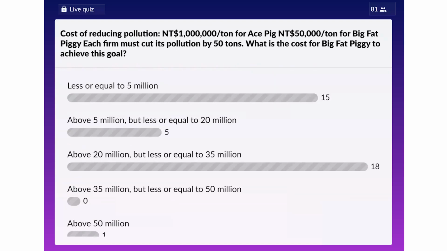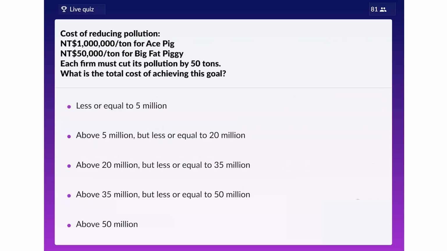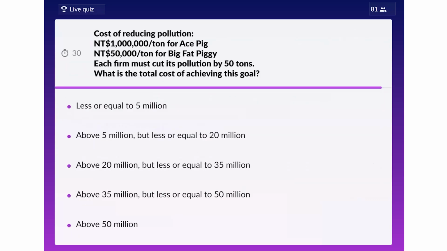Okay, so a lot of you say less or equal to 5 million. Some say above 5 million, but less or equal to 20. Even more people say above 20, but less or equal to 35. Somebody said above 50. And the answer is actually less than 5 million.